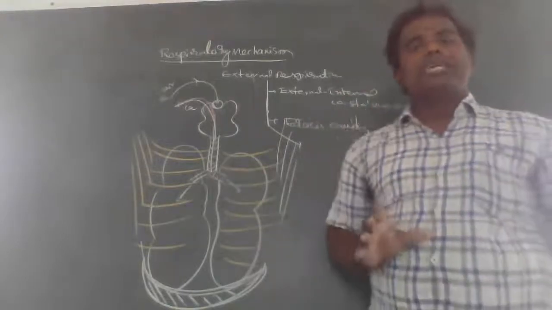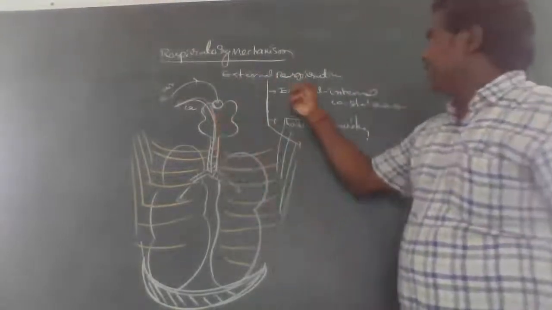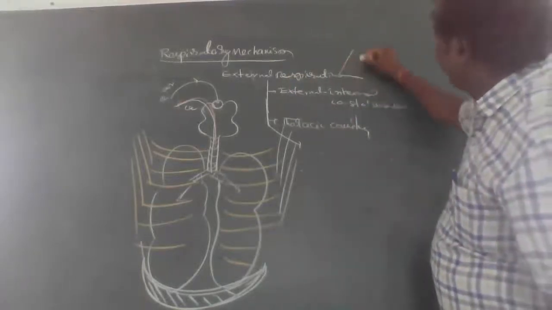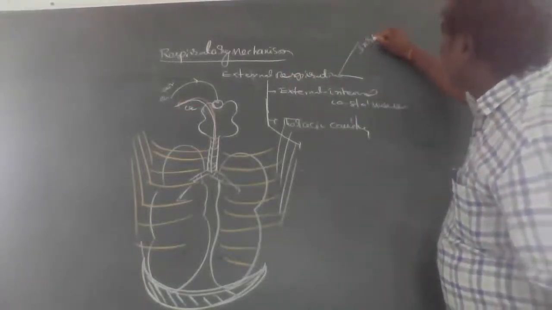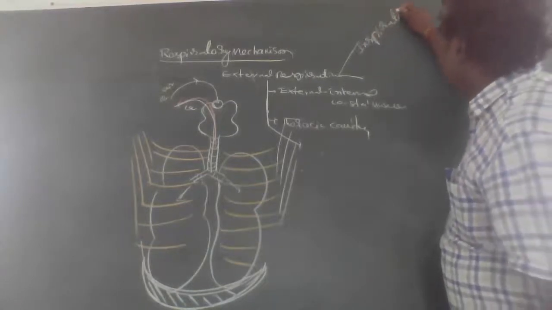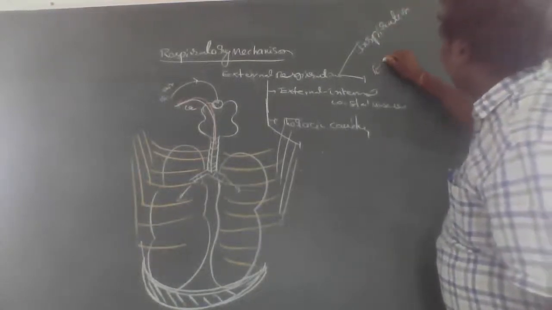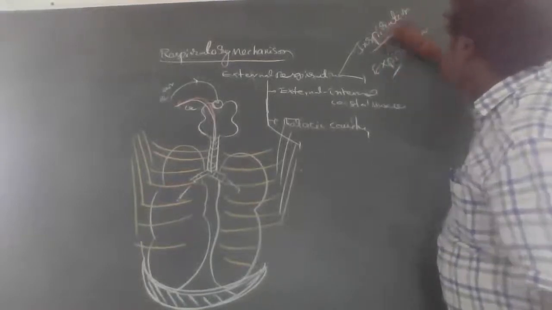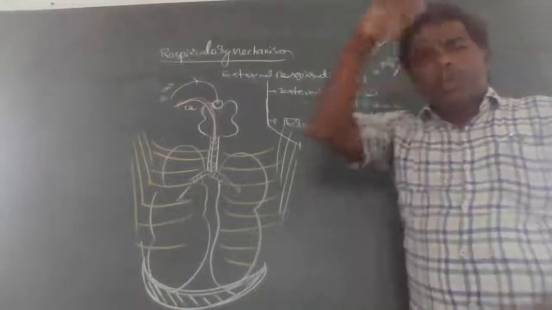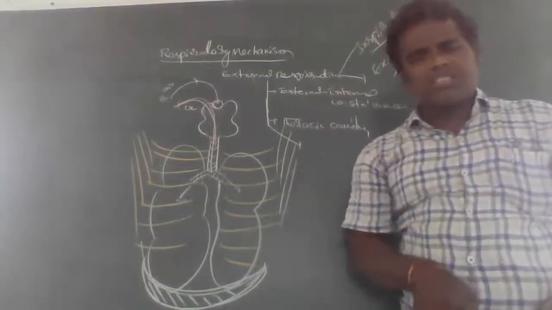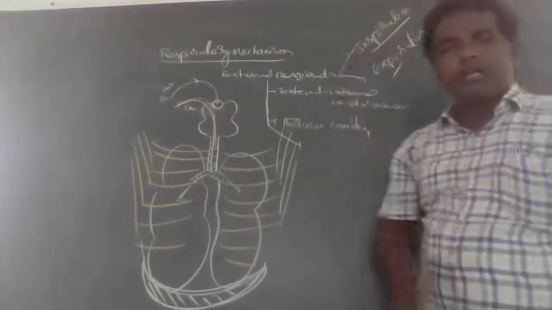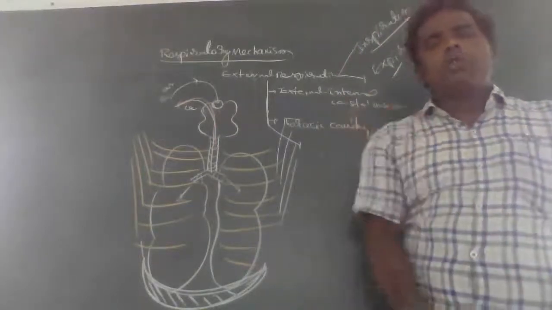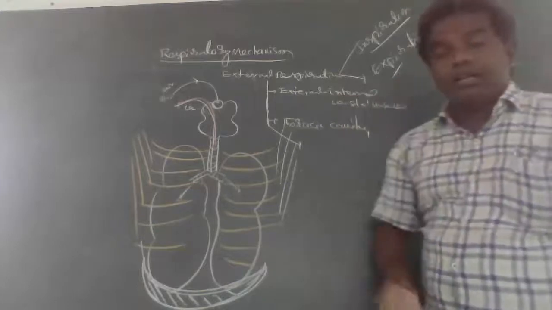expiration. So external respiration contains how many respirations? Mainly inspiration and expiration. Inspiration means to inhale the oxygen into the lungs. Expiration means to exhale the carbon dioxide to the outside.